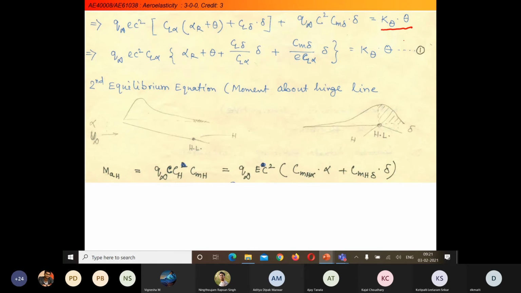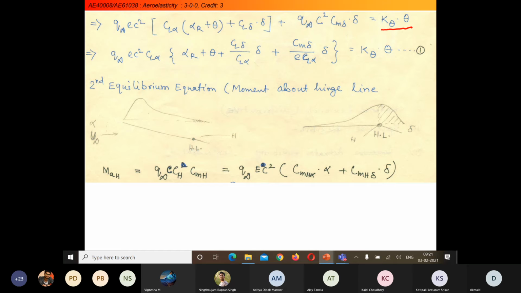So this is the elastic restoring force. The left side, whatever information we have given here, is due to control surface deflection and also the flexibility of the aerofoil cross section, the theta introduced in that.